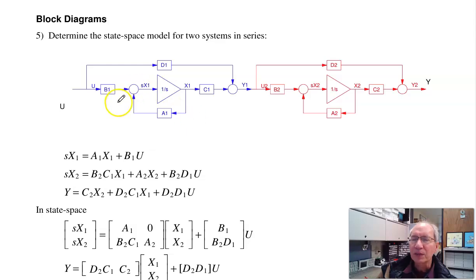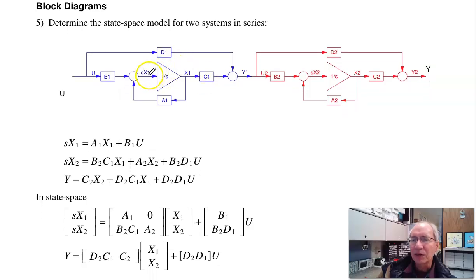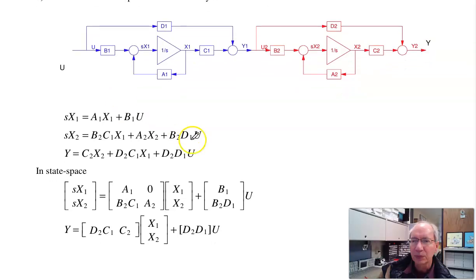Problem 5. Express this in state space form. So this is kind of what MATLAB does. If I take two systems and cascade them, multiply them together, it creates a new ABCD matrix. To do that, I'd have x1 dot is a1 x1 plus b1 u. x2 dot is a2 x2 plus b2 times c1 x1 plus b2 times d1 times u. And the output is c2 x2 plus d2 c1 x1 plus d2 d1 u.